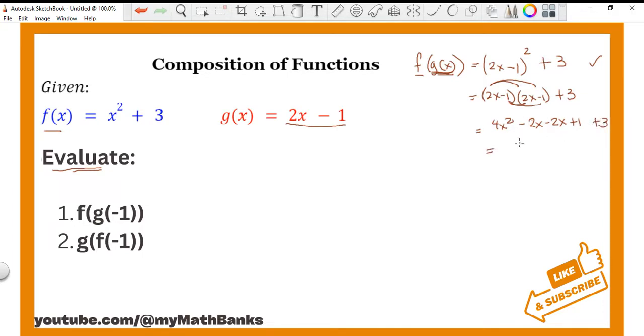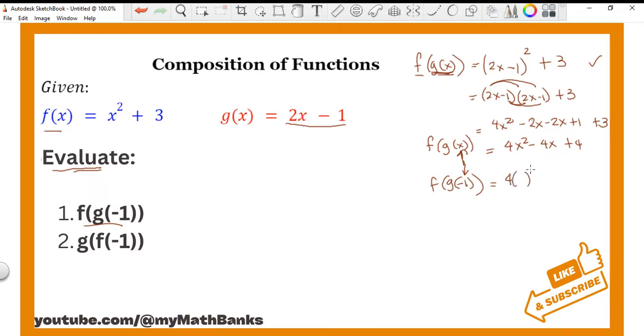Now simplifying, combining like terms, you have 4x squared minus 4x plus 4. So this is f of g of x. That's all of that. Now, how about if you want f of g of negative 1? That means that x right there is going to be replaced or substituted with negative 1. So in other words, if you have simplified f of g of x, you can just replace this x with a negative 1. So let's do that.